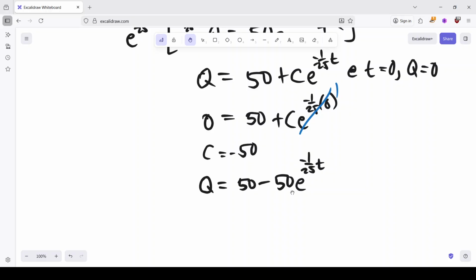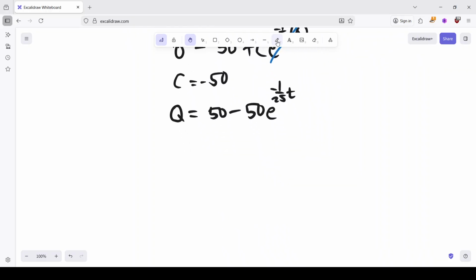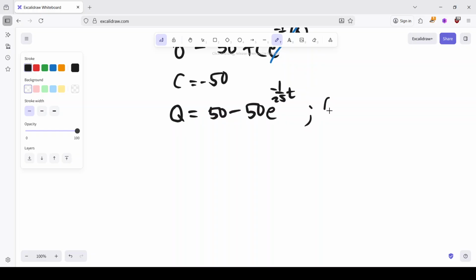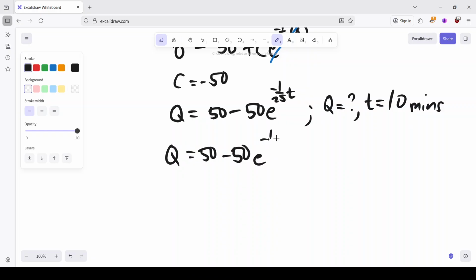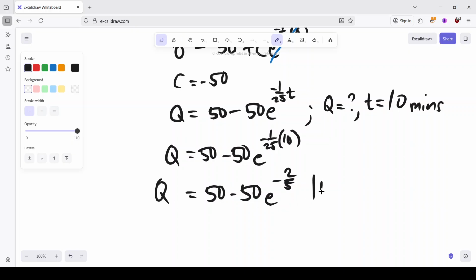And then for our next question, we are looking for the amount of salt inside the tank at time t equals 10 minutes. Plugging this into our equation, Q is equal to 50 minus 50 e raised to negative 1 over 25 times 10, so 50 minus 50 e raised to negative 2 over 5. This will have units of pounds.